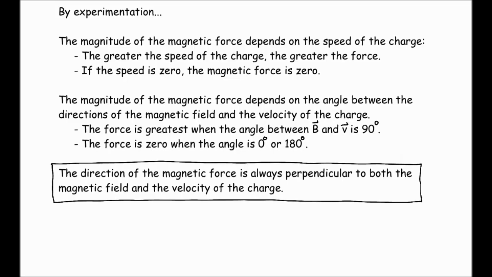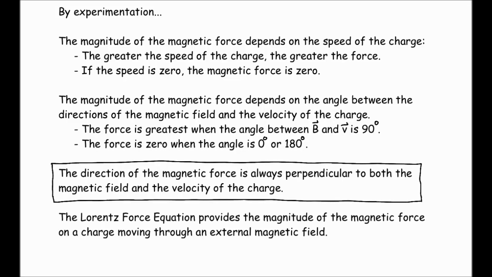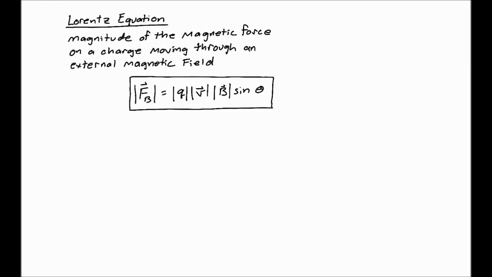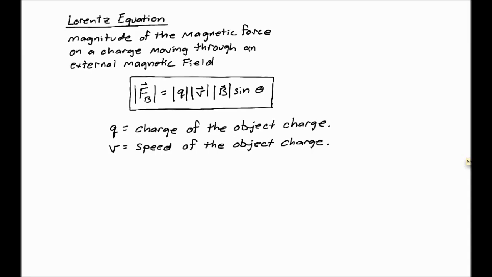Again, we get that with the Lorentz force equation. The Lorentz force equation provides the magnitude of the magnetic force on a charge that's moving through an external magnetic field. So here's the equation, where Q is the charge of the object charge, and V is the speed of the object charge, and B is the external magnetic field.